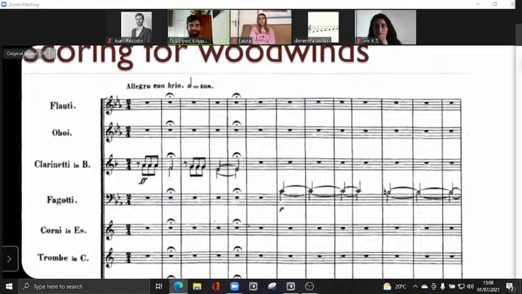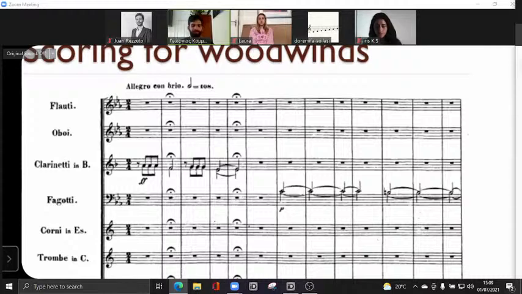So B, as in the German B, which is B flat. It should say in B flat, but that letter implies a B flat clarinet.